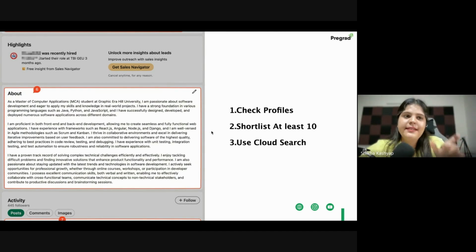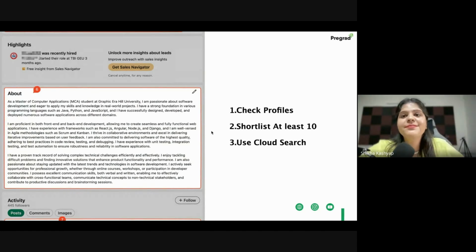Let's say I am searching for a project manager. So you have to write project manager, click on people in filters. And you get a lot of people who are working as project managers. If you have a dream company like Google, Microsoft, or any other, you can just write the name of that company. The beauty is that you will see if any project manager from that company is available on LinkedIn. So you can see their profiles.